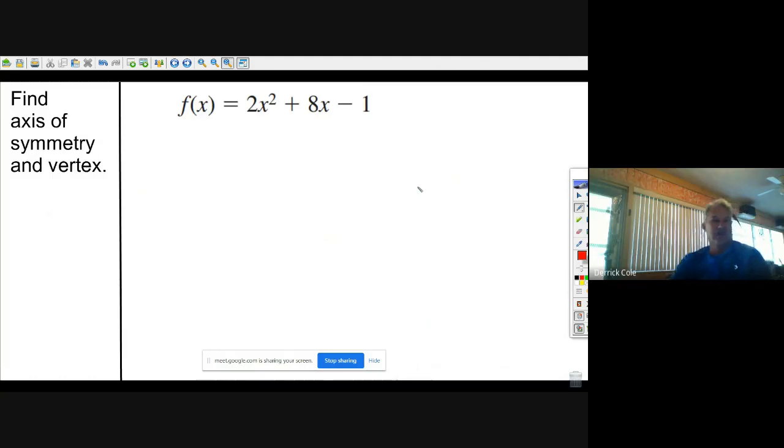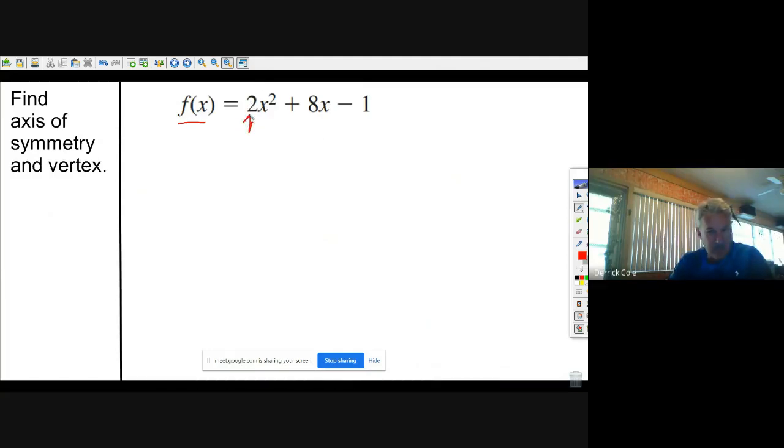So here is 2x squared plus 8x minus 1. Go ahead and write this down. f of x equals 2x squared plus 8x minus 1. This will make a parabola. What I skipped over earlier is this is going to make it open up. It's positive, so it's going to open up. Not going to be an x-axis reflection.